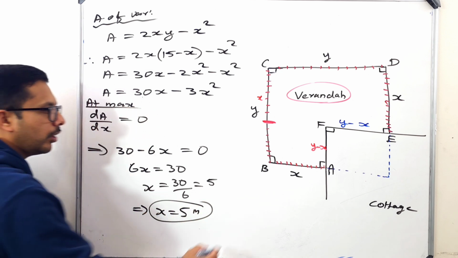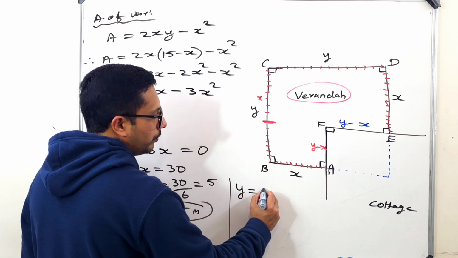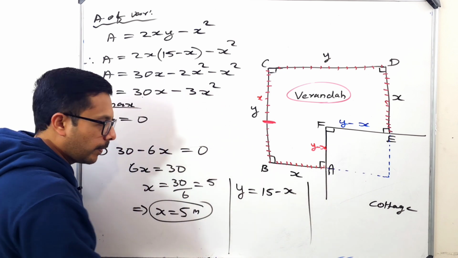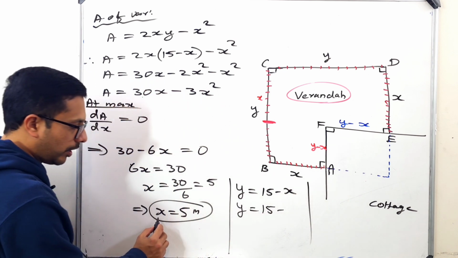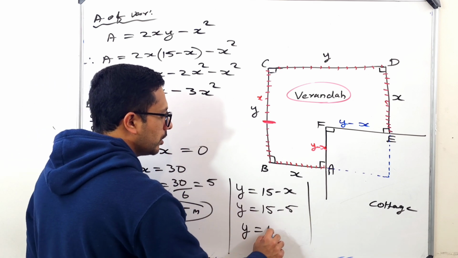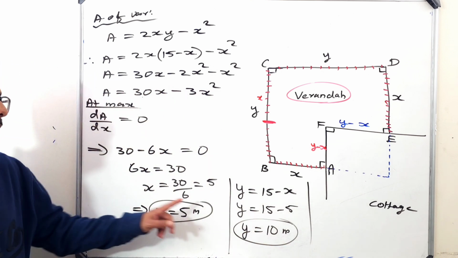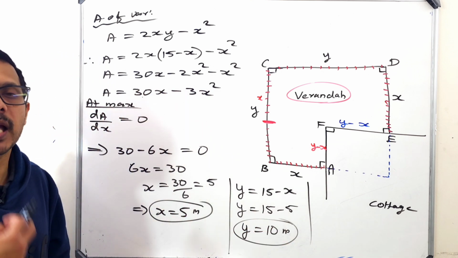Okay. Now we have to find the value of y. Do you remember we got an equation for y? 15 minus x. Am I right? So y is equal to 15 minus, what is the x value we got? 5. So 15 minus 5 is 10. So y is equal to 10 meters. So the value of x is 5 meters and the value of y is 10 meters when it is maximum area.